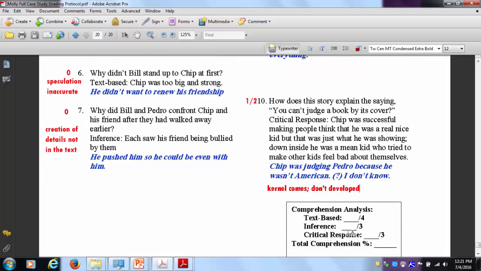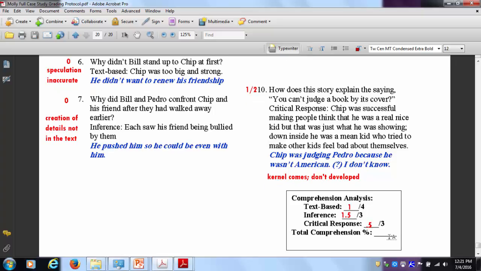So what do we have here? We only had one text. We have 1.5 inference, and we have 0.5 critical response for a score of 30%. Clear frustration at this grade level. A fourth grade child totally frustrates at fifth grade.